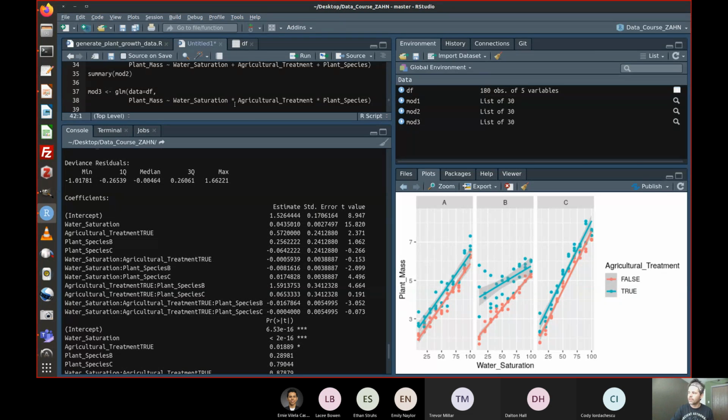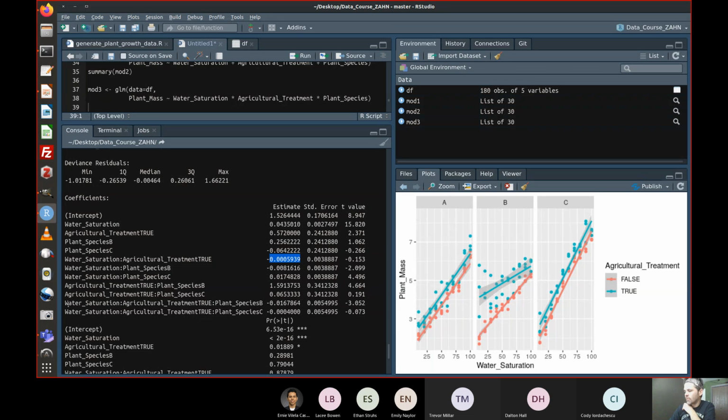So by changing the plus to times, we're saying, all right, plant mass as a function of water saturation and agricultural treatment and plant species and the interaction between water saturation and agricultural treatment and the interaction between agricultural treatment and plant species. So it's letting our slopes vary for our linear models. You can see that here. When you see a little colon, that means the interaction between. So the interaction between water saturation and the true agricultural treatment, okay, it's going to give us that effect.